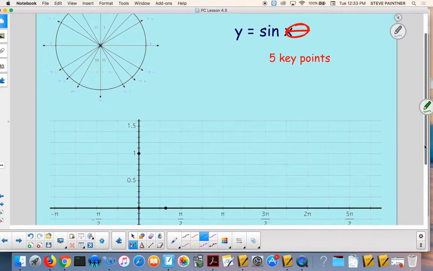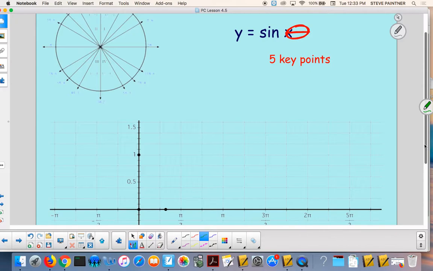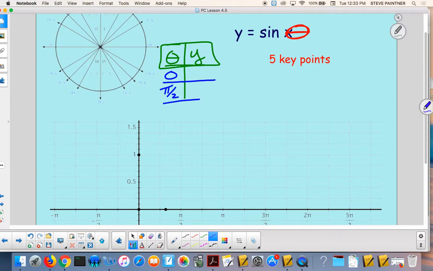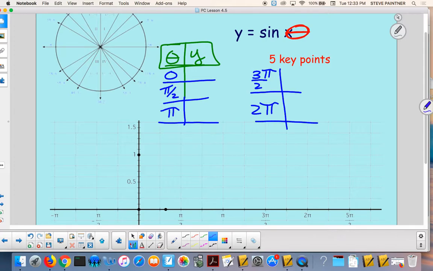So here's the deal. I want sine of theta to be graphed. I want 5 key points. And the 5 key points happen to be the ones I just did with you. So if you were lost and you didn't know what to do, you can always make a table, right guys? In for theta goes what? And for y, what comes out? Well, we're going to put in these numbers that we just did. Let's put in 0 radians. Let's put in pi over 2 radians. Let's put in pi. Let's put in 3 pi over 2. And then let's get right back to where we started from. 2 pi is the same thing as 0 radians, right?